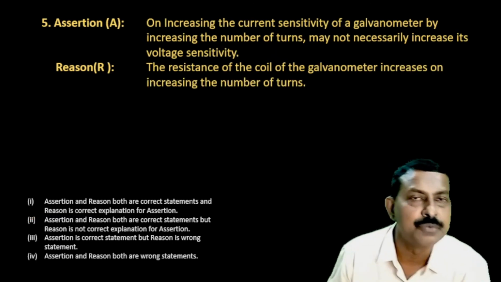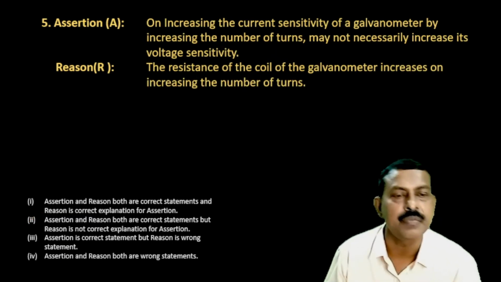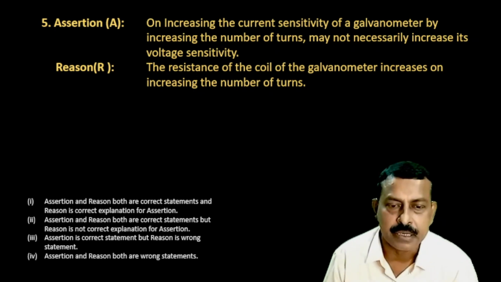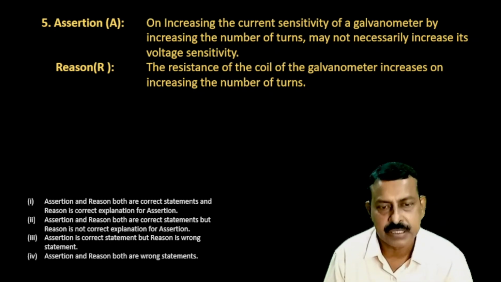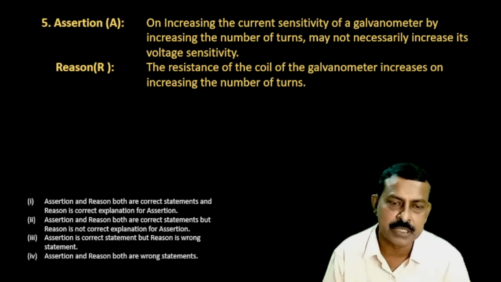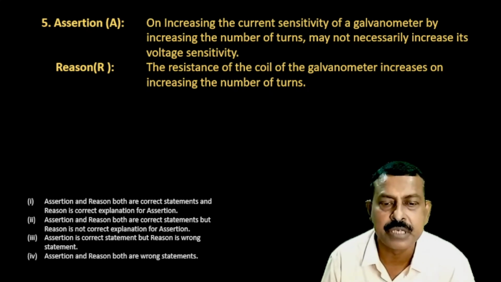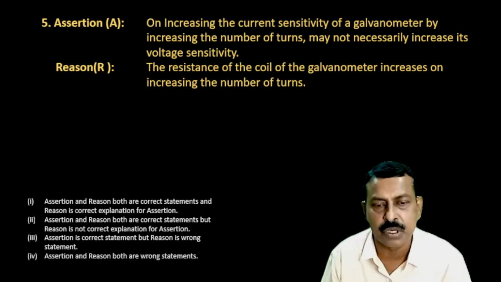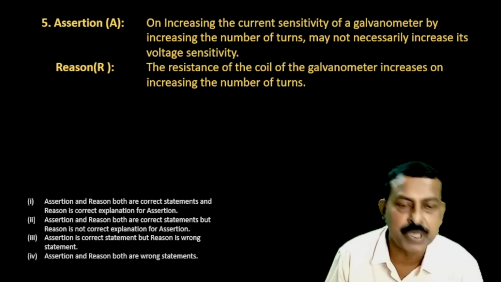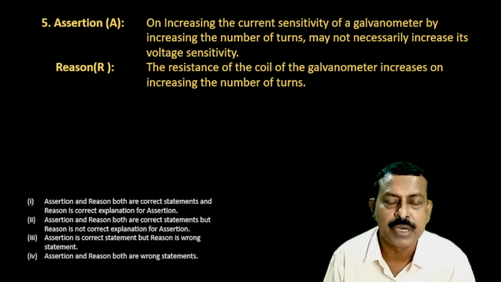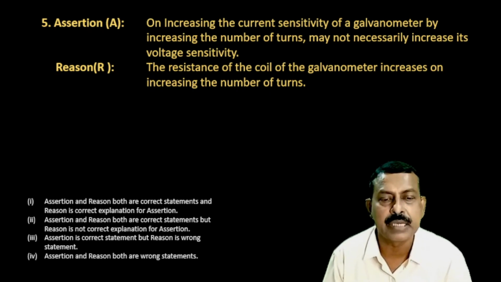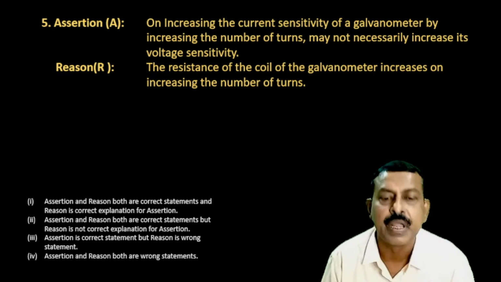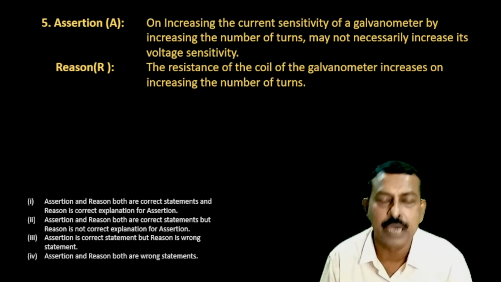Let's now take the fifth one. Again, let's see the different options. Again, it is the same options there. First: assertion, reason, both correct statement, and reason is the correct explanation of the assertion. Second one is that assertion, reason, both correct, but the reason is not the correct explanation of the assertion. The third one, assertion is correct, reason is wrong. And the fourth one, both are wrong.